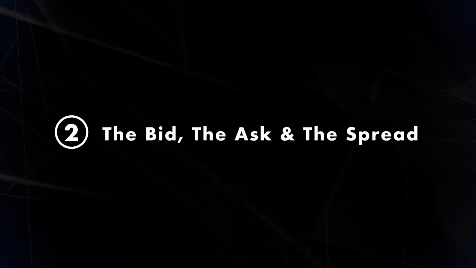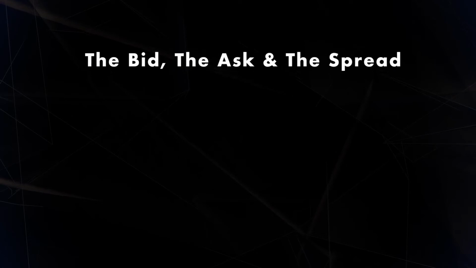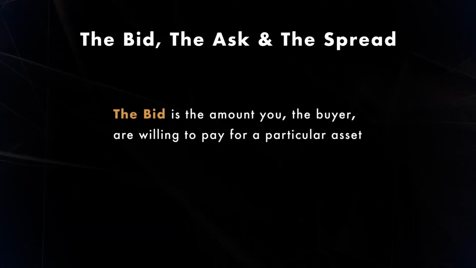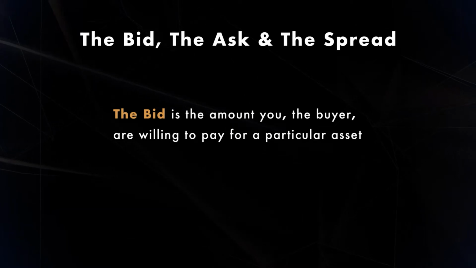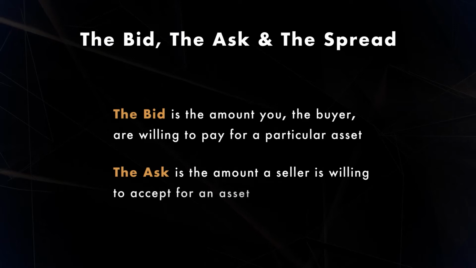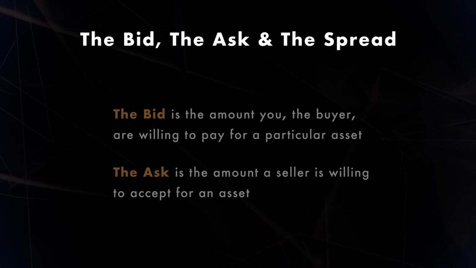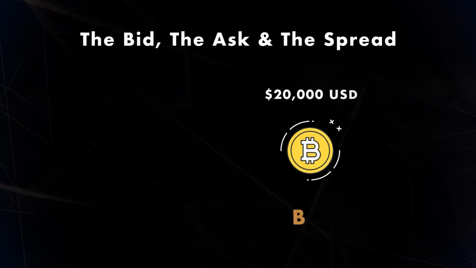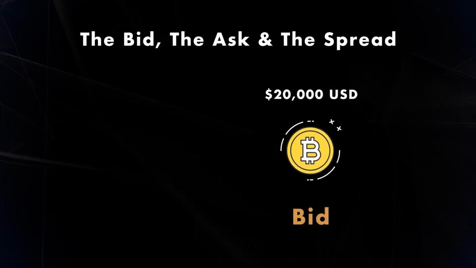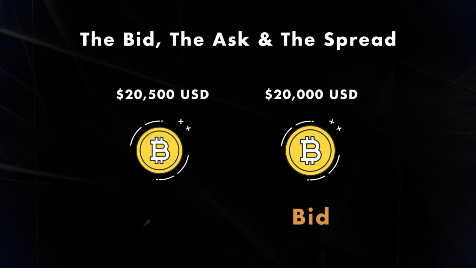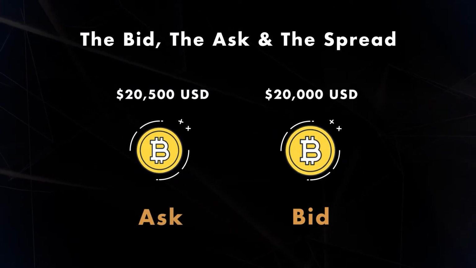Number 2, the bid, the ask, and the spread. In simple terms, the bid is the amount you, the buyer, are willing to pay for a particular asset, in this case cryptocurrency. The ask is the amount the seller is willing to accept for an asset. So you might be willing to buy a single Bitcoin for $20,000. This is your bid. But the cheapest Bitcoin for sale on an exchange might be $20,500. That's the ask, also known as the offer.